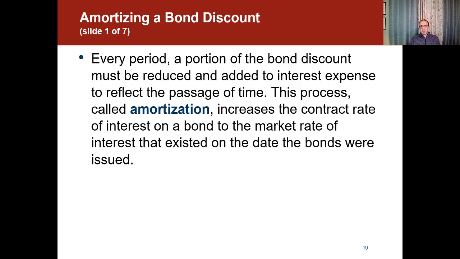Now let's see the amortization of the bond discount. So every period, a portion of the bond discount must be reduced and added to interest expense to reflect the passage of time. This process is called amortization. It increases the contract rate of interest on a bond to the market rate of interest that existed on the date the bonds were issued. So we'll see how amortization works, but basically amortization is allocating the bond discount over the life of the bond.